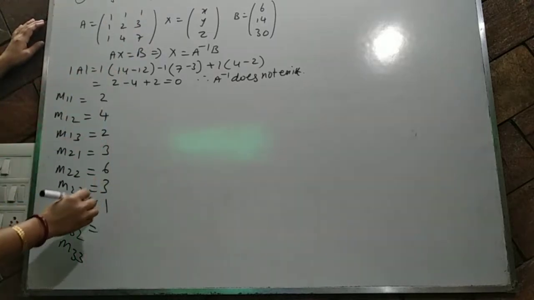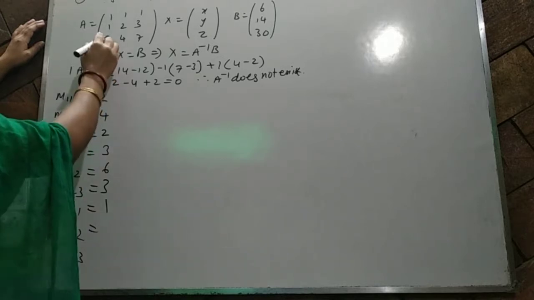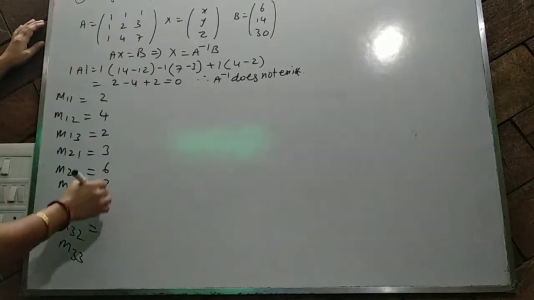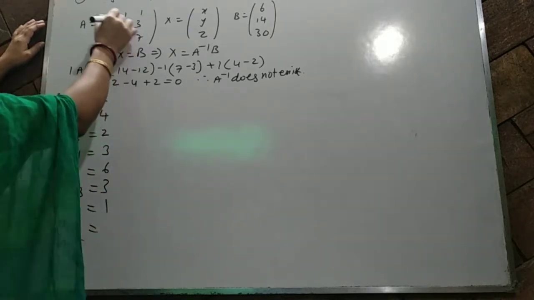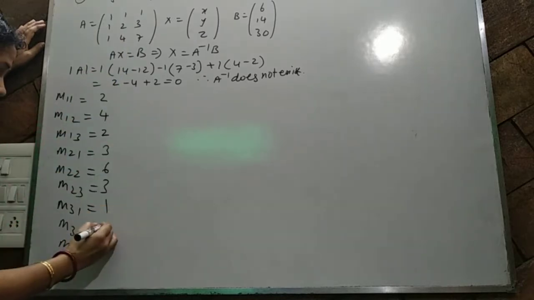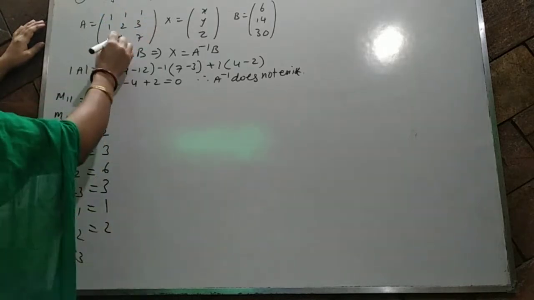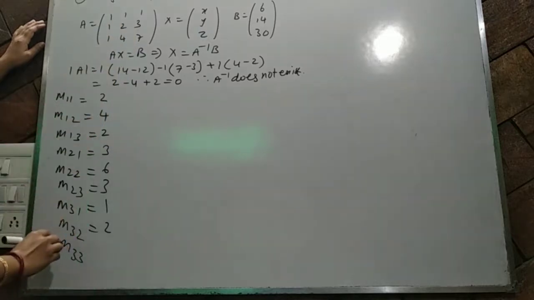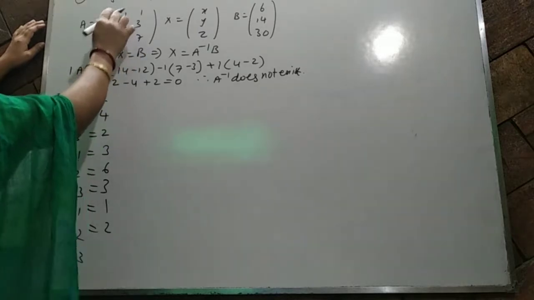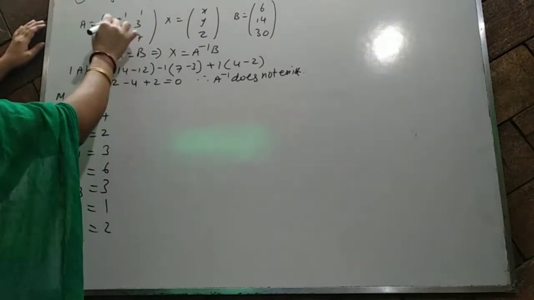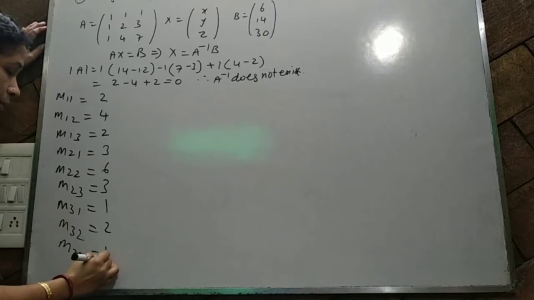Then M31 is 3 minus 2, which is 1. M32 is 3 minus 1, which is 2. Once again, 3 minus 1, better you check the calculation. Then M33 is 2 minus 1, which is 1.